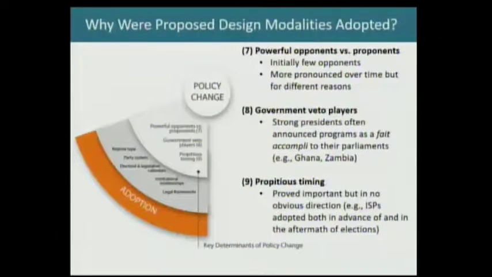So when we go to thinking about adoption, once you have a set of policies on the table, again, we have three variables here. The first is opponents and proponents and their relative power. You always have stakeholders who are for or against a particular policy. We add this element of being powerful in terms of their degree of influence vis-a-vis the key decision makers, which are our next variable here, the government veto players.